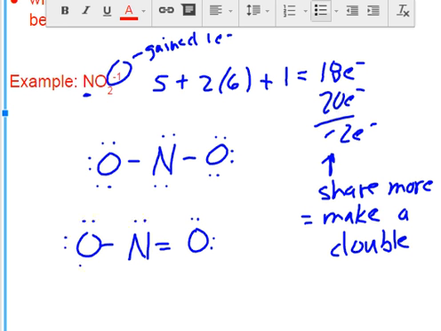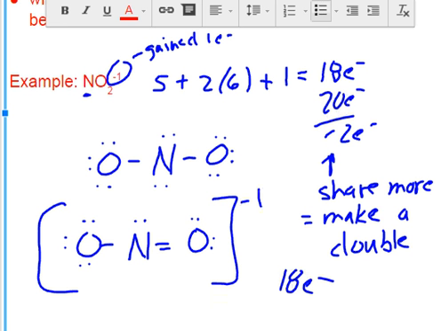This oxygen still needs 6. But now when I count up, I have 2, 4, 6, 8, 10, 12, 14, 16, 18. I've used 18 electrons. And all 3 atoms have the octet rule satisfied. All 3 atoms have 8 electrons. I should put brackets with the minus 1 to show that I know I picked up an electron somewhere.